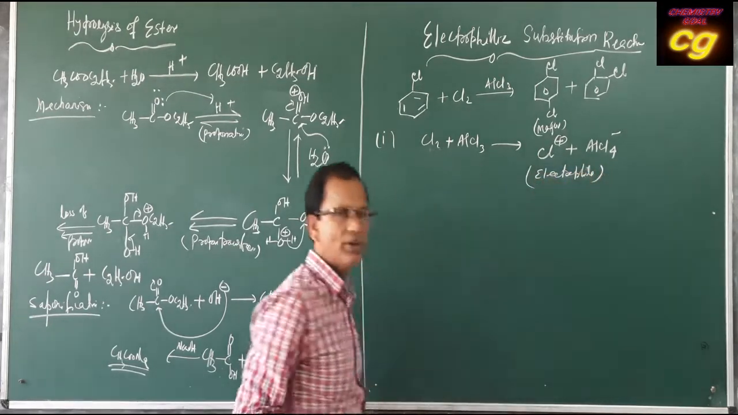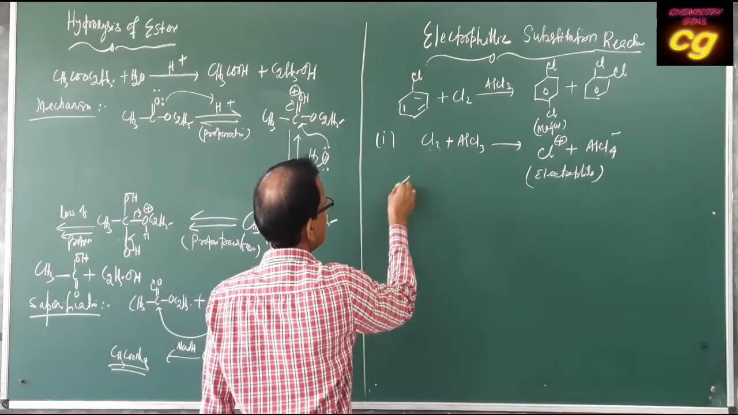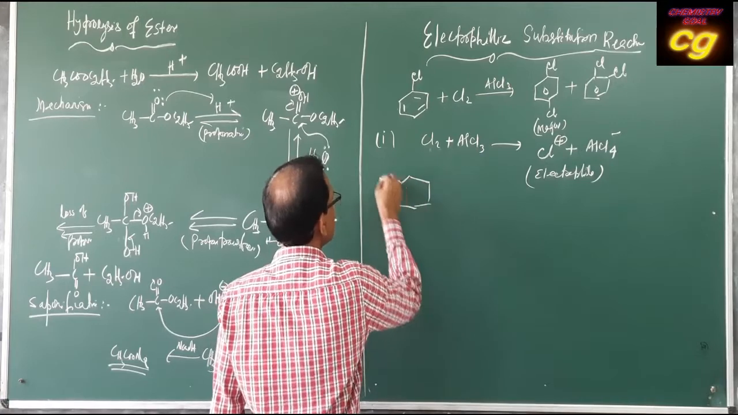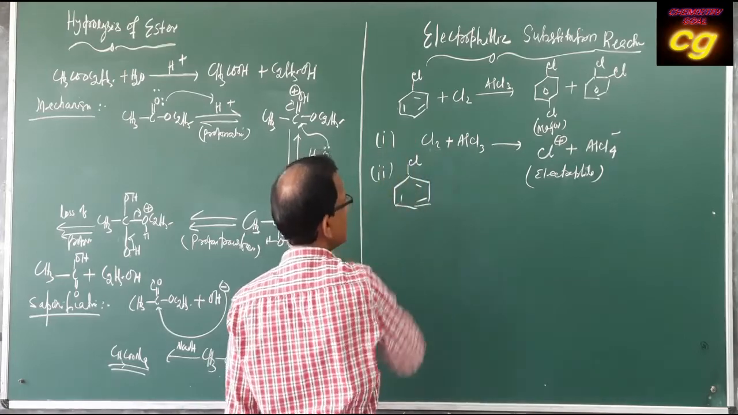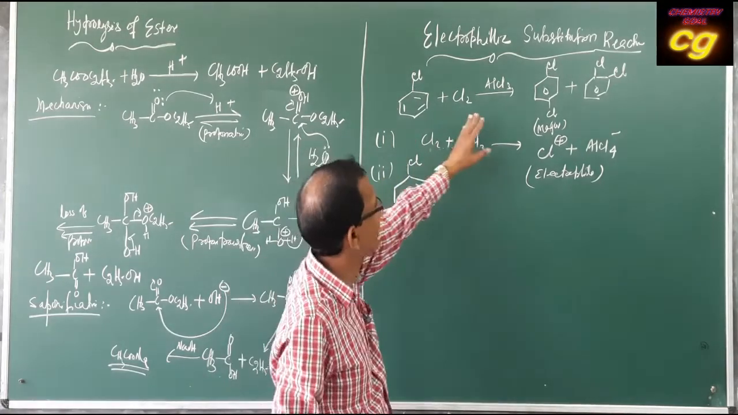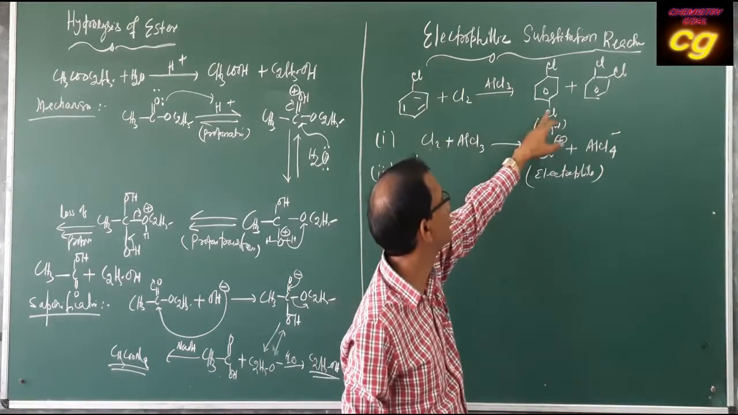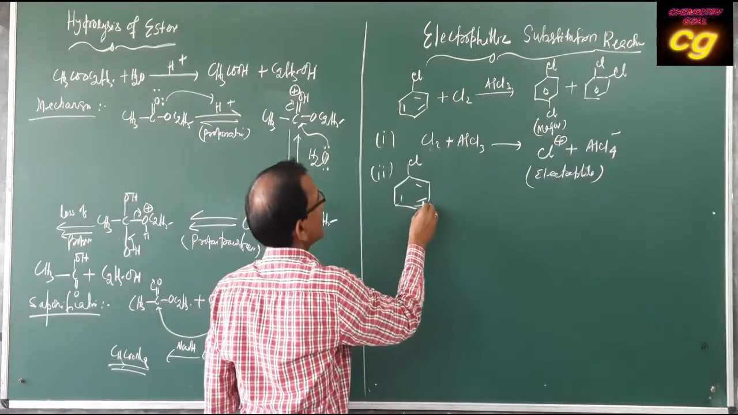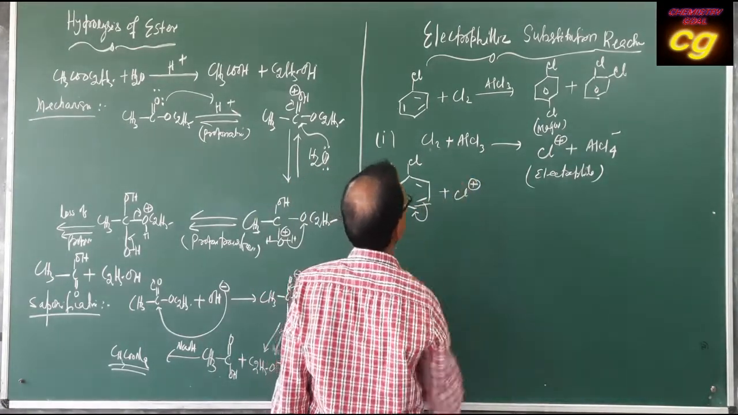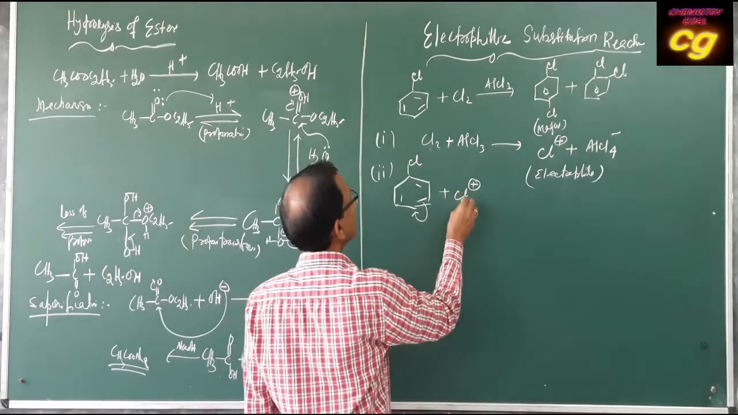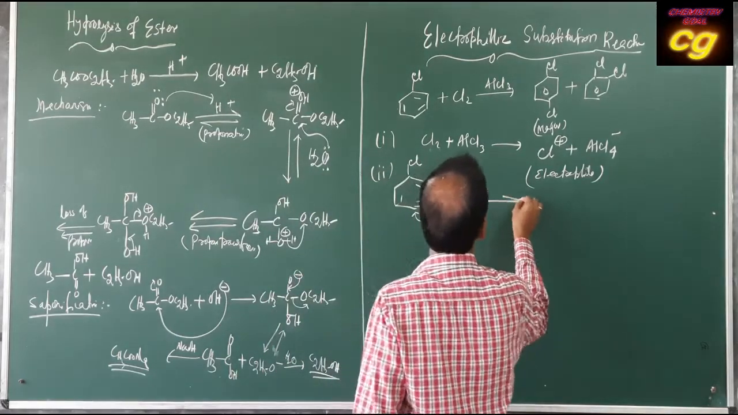It acts as an electrophile because it is electron deficient. Then what happens? This electrophile will attack the second position of this chlorobenzene. You already know chlorobenzene is an ortho-para-directing group. If you attack at the para position, you have to bring it like this. Then Cl plus will attack which position? This position.